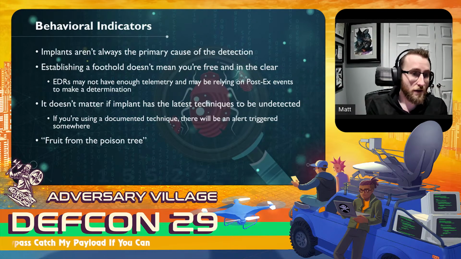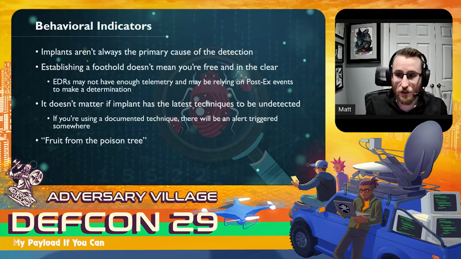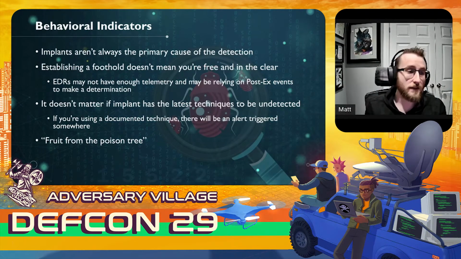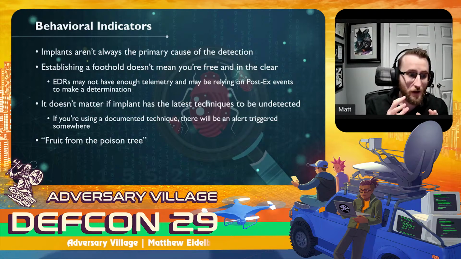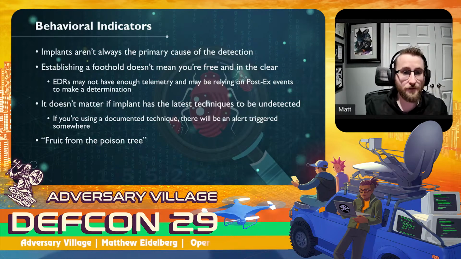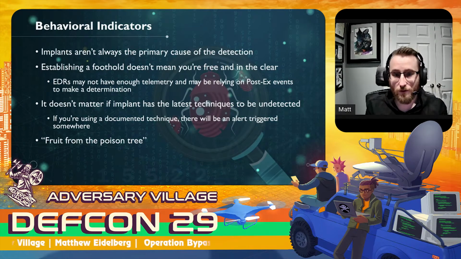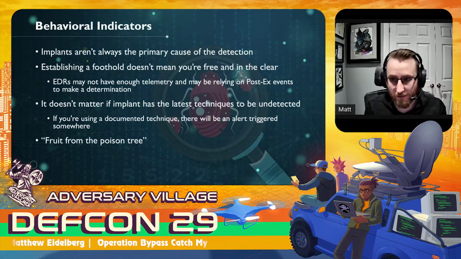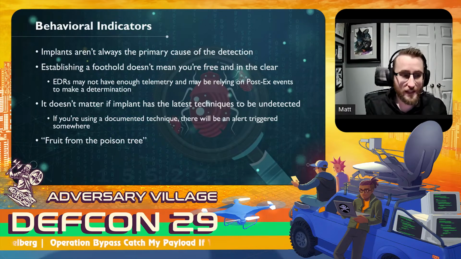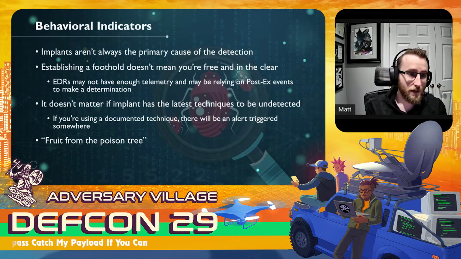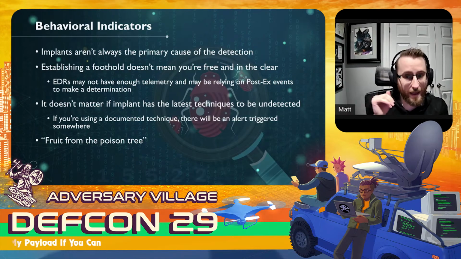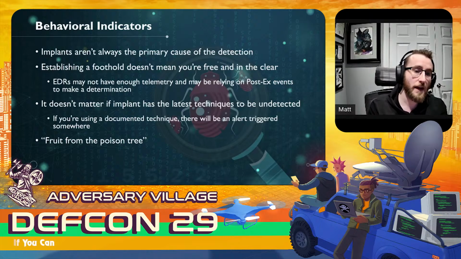So once again, oftentimes the implant cannot be the primary cause of the detection. It can sometimes be post-ex techniques. And so when you are looking at this and you're establishing a foothold, you have to be also mindful that just because you have this foothold doesn't mean that you're free in the clear. There are often secondary controls that can trigger that can lead to a preventative measure and a loss of a beacon. So it's really important to understand, even if you're successful, how you were successful.